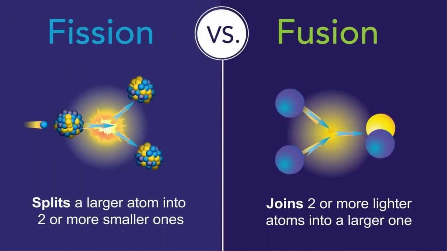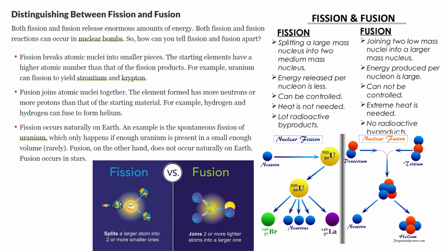Distinguishing between fission and fusion. Both fission and fusion release enormous amounts of energy. Both fission and fusion reactions can occur in nuclear bombs. So how can you tell fission and fusion apart? Fission breaks atomic nuclei into smaller pieces. The starting elements have a higher atomic number than that of the fission products. For example, uranium can fission to yield strontium and krypton.